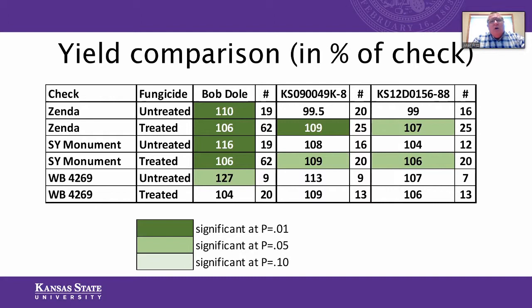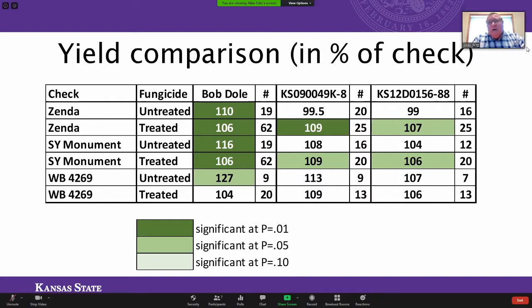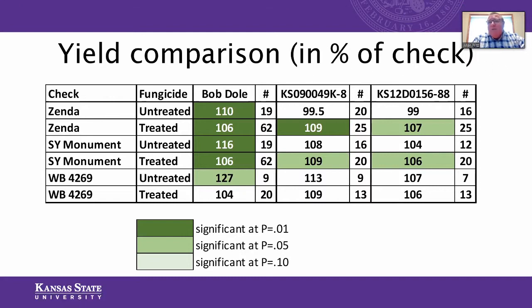If it's in a dark green, that means it was significant at the 1% level. The medium green is significant at the 5% level, and there's actually no light greens on this one. So 104% of 4269 treated under fungicide. If we look at 049K8, we've been very similar to Zenda, which is actually really impressive because Zenda has been really good untreated, and 049K8 has some vulnerability to stripe rust. But it's been 109% of Zenda in 25 site years when we've treated it with a fungicide. It's been 109% of Monument when we've treated it with a fungicide. So it's done really well. 109% of 4269 in treated sites as well. 113% of 4269 in 9 site years there.